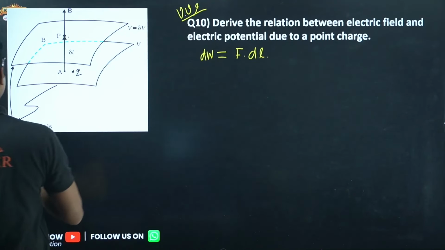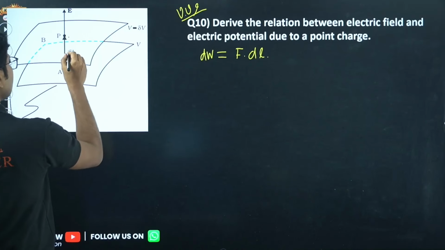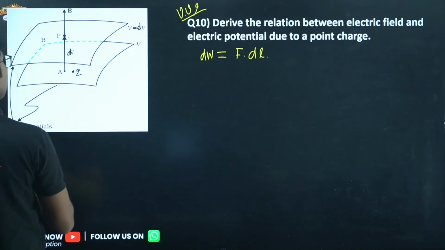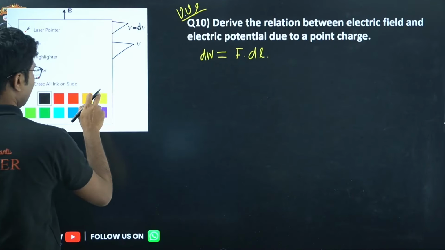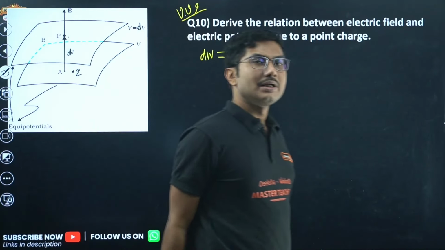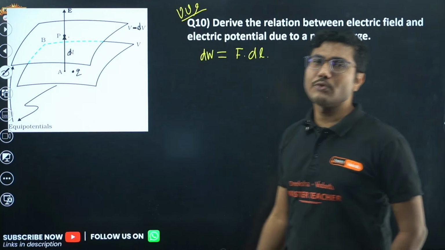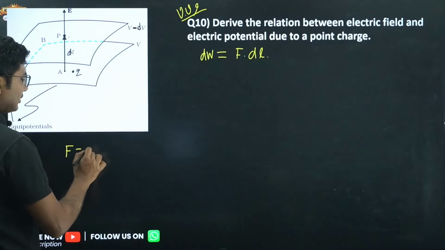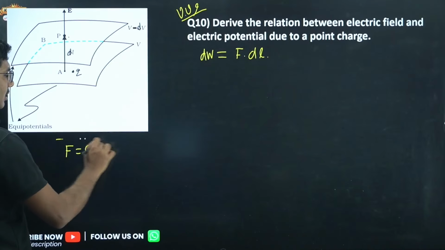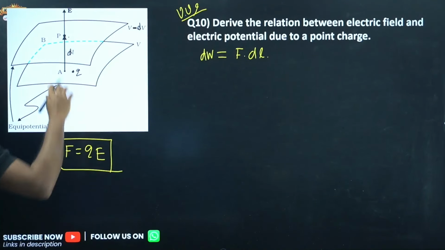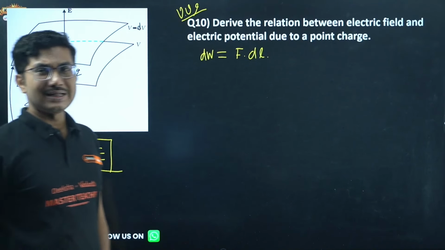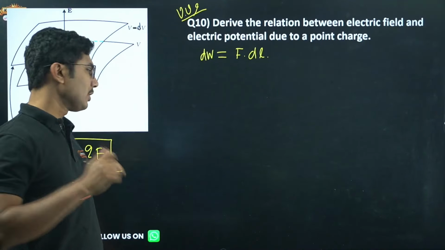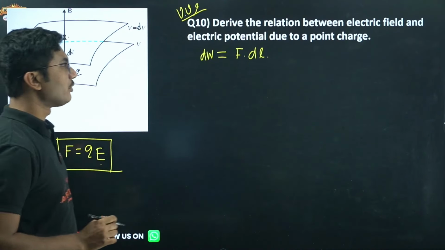Let me not write delta L, change the symbols so we don't get any confusion. Okay, so this will be dl and this will be dV. Okay, so small work done is given by force into dl. Now what is force? Force acting on a charge is given by q into E. Okay, and the distance is very small, so we can assume electric field is constant in this small range. So force is given by q into E.